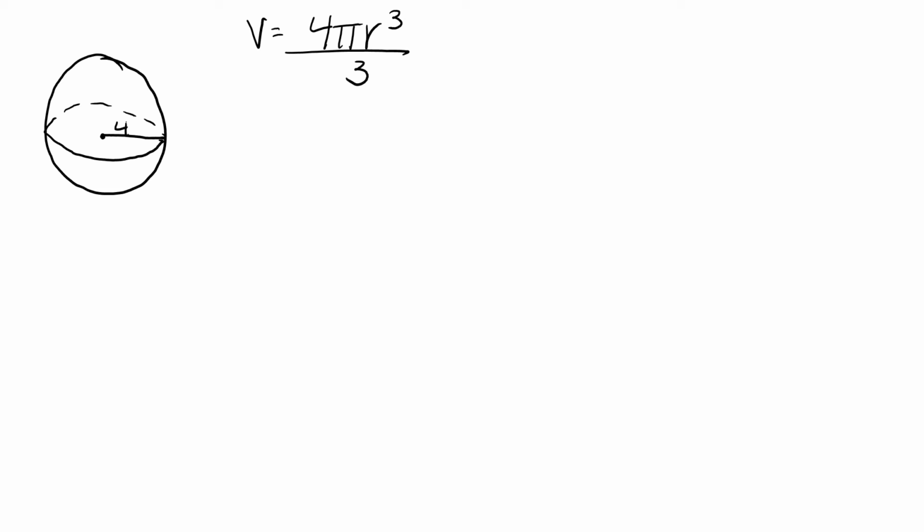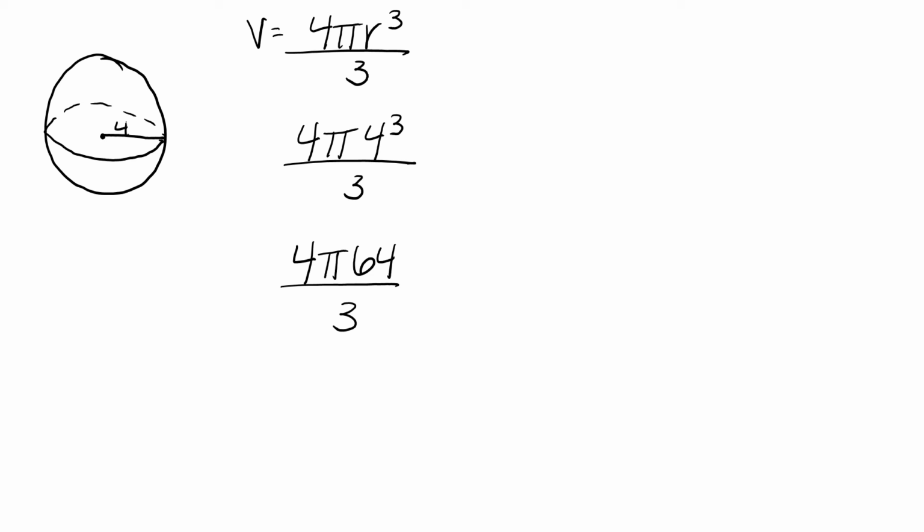For our last problem, we have a sphere, and this sphere has a radius of 4. We use our formula, V equals 4 pi r to the 3rd power divided by 3. We plug in our radius 4. Solving the exponents first, 4 to the 3rd power is 64. We then multiply 64 and 4 to get 256. We divide that value by 3 to get 85.3 repeating.